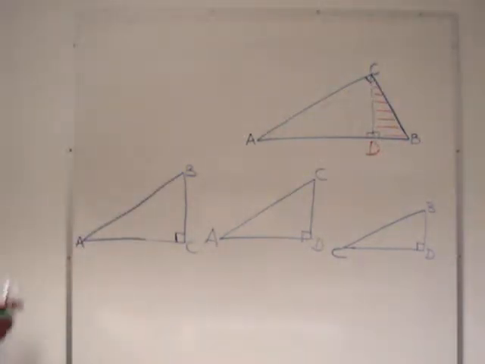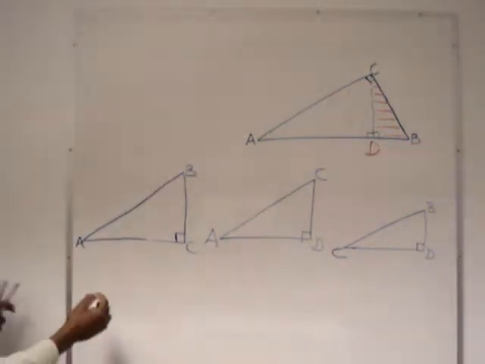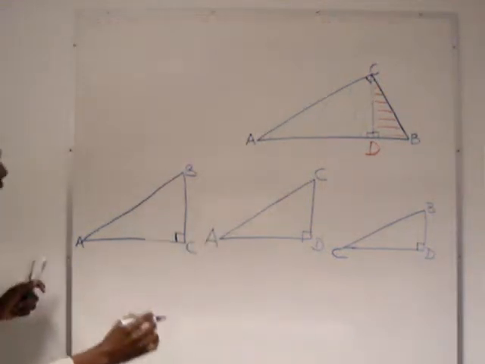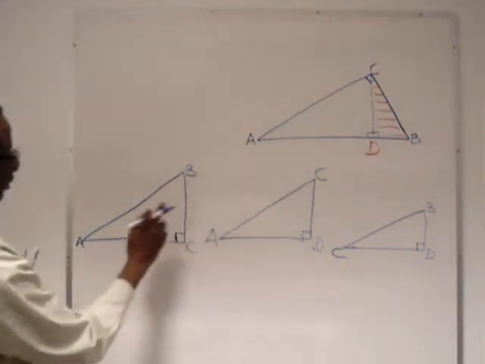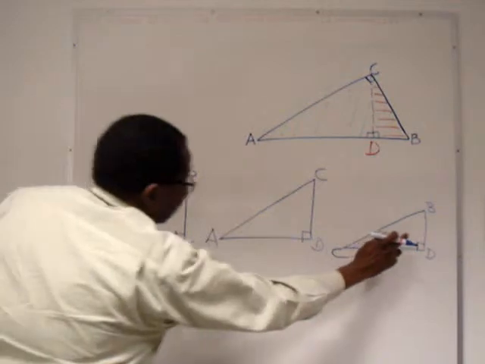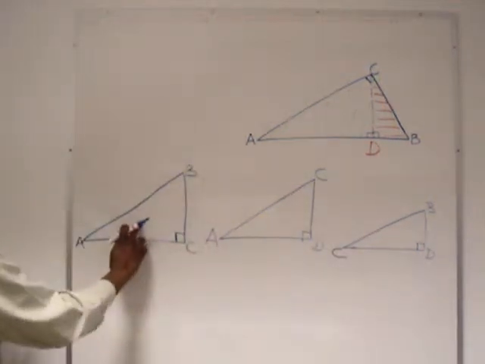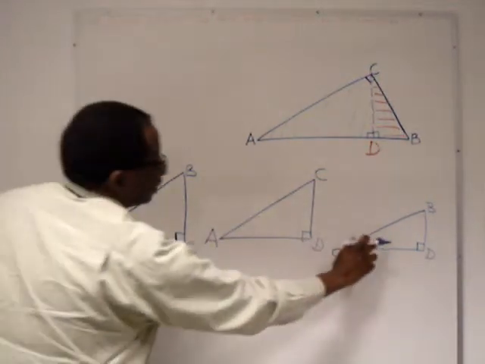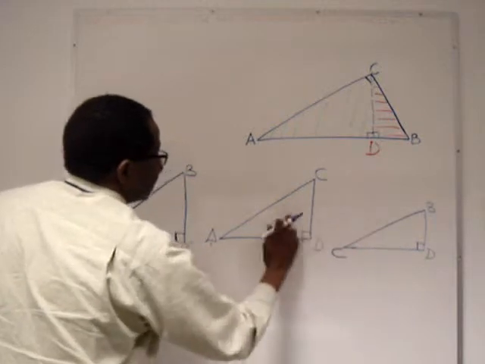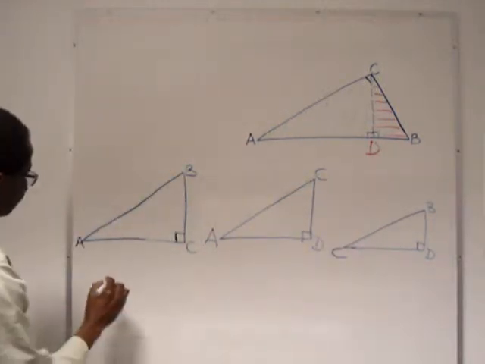So now, it's very easy for us to see the relationships. The first one is that this is similar to this. This is also similar to this. That's the second. And then the third relationship is that this is similar to this. So let's write all of them.